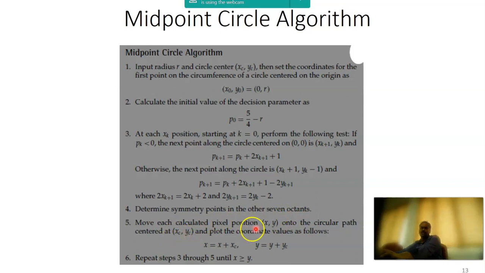Move each calculated pixel position onto the circular path centered at xc, yc, and plot the coordinate values as x equal to x plus xc, y equal to y plus yc. We have to repeat steps 3 to 5 until the x, y pixel values become the same, or if x crosses more than y, we have to stop this process.